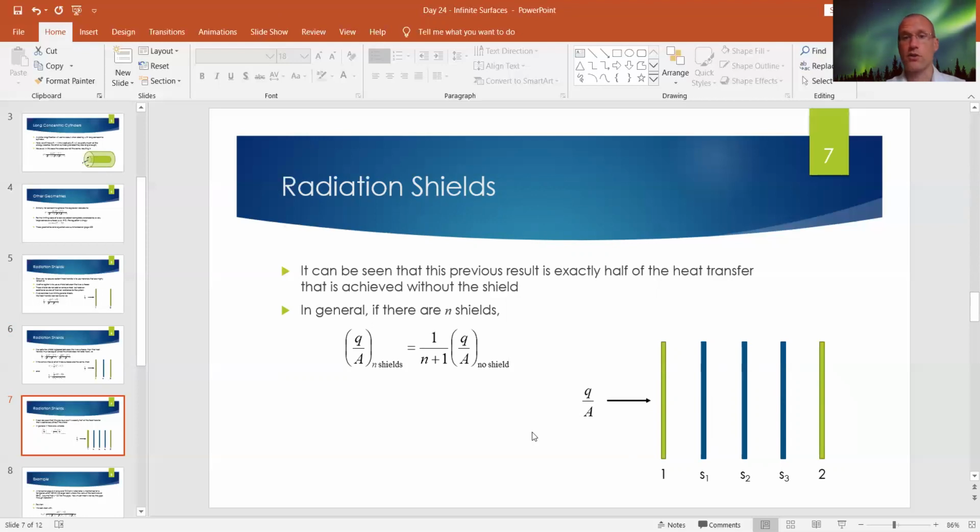And this particular result, and the previous one before this, there was one big assumption we made, was that they all had the same value of epsilon, the same emissivity for all my surfaces. So this only holds if all the emissivities are the same. If I start putting things in here with different emissivities, it's going to be some other factor. It won't be exactly 1/n+1.